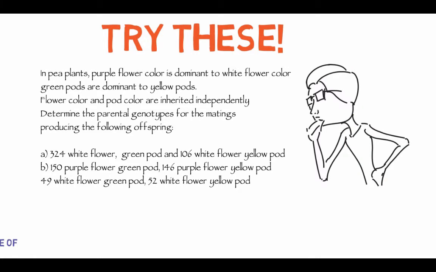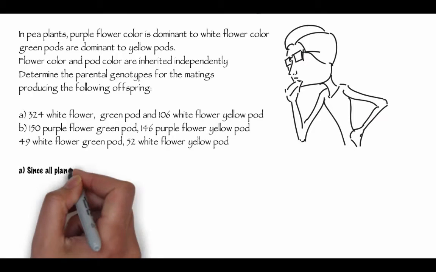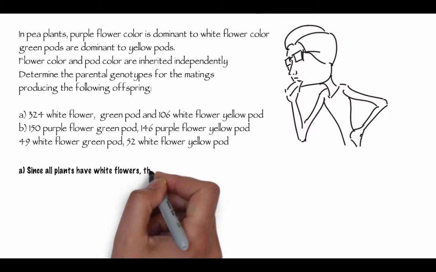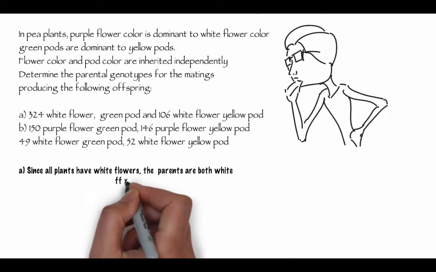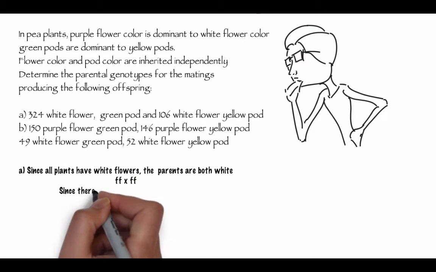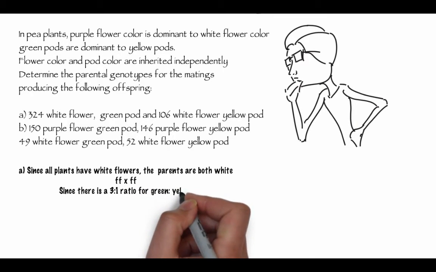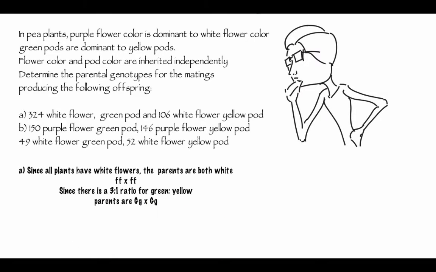What you want to do is treat each of these traits and look at the results as if it were a monohybrid cross. Pause the video and try to solve the problems. In A, since all plants have white flowers, the parents are both white, which is little f, little f. Since there's a 3-to-1 ratio of green to yellow, the parents are both heterozygous for this trait. When we put these together, the genotype is little f, little f, big G, little g for both parents.